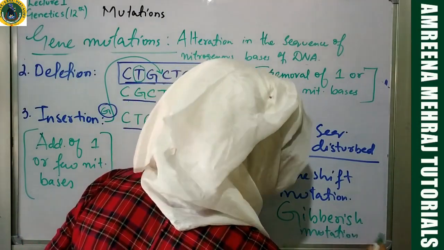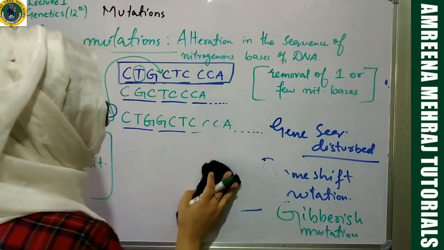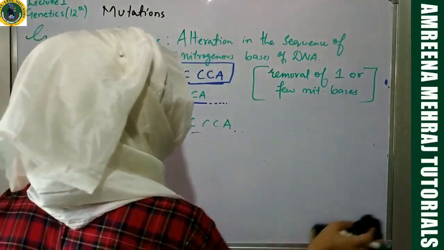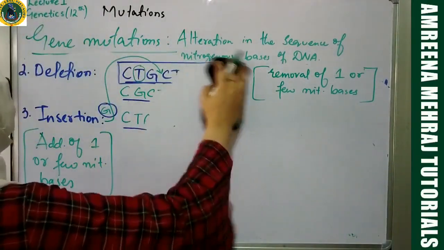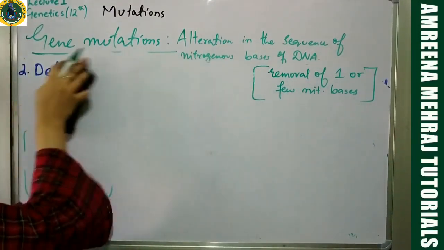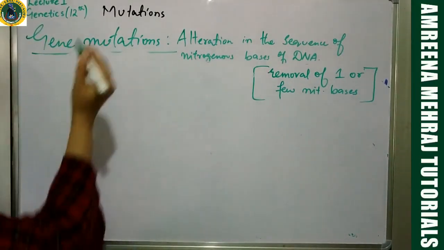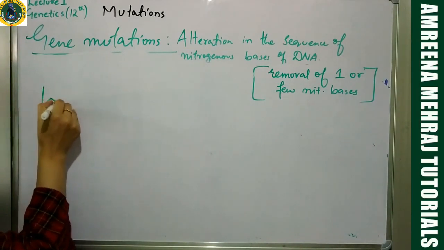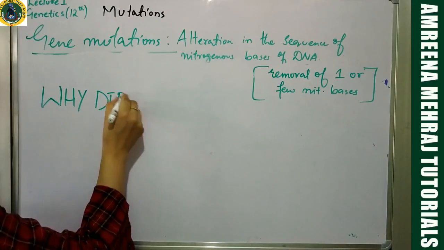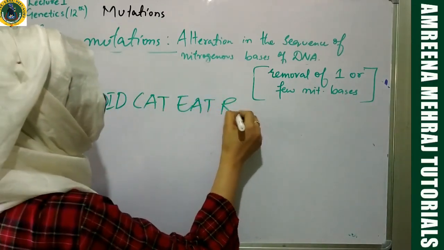I'll make you understand this by taking an example which is very simple. I will make you understand frameshift mutation or gibberish mutation by taking a simple example, in which I will not be showing you the original codon system. I'll be taking some phrase into consideration, some English sentence. Suppose, my dear students, I say: why did cat eat rat? Let us take this into consideration.